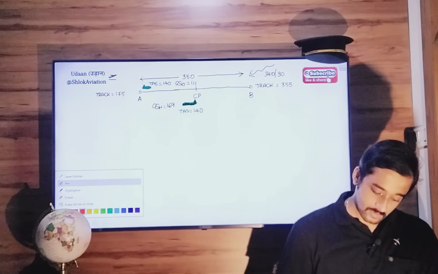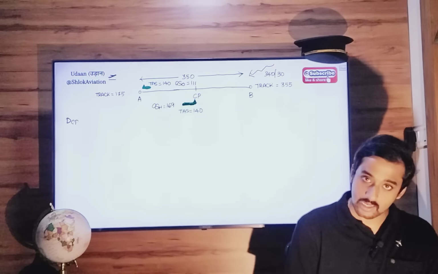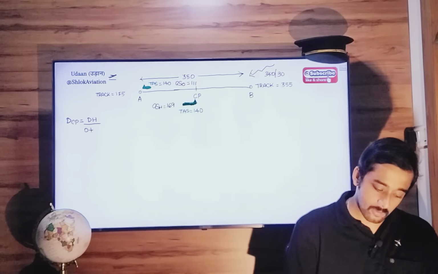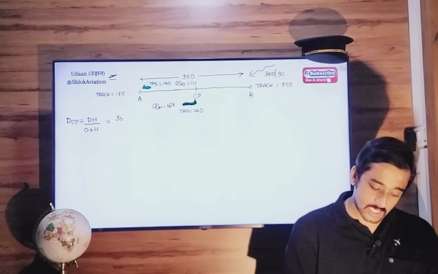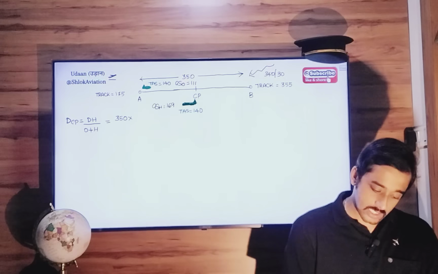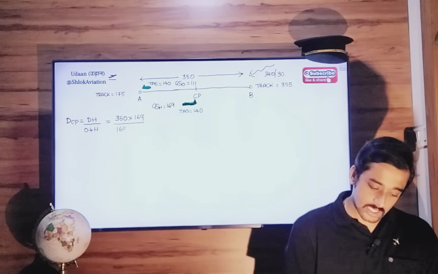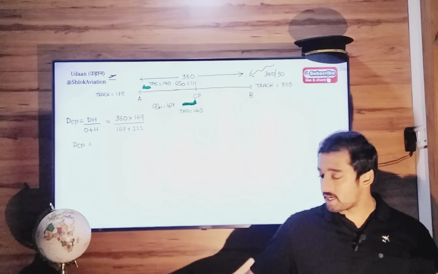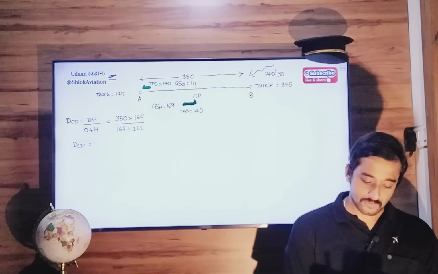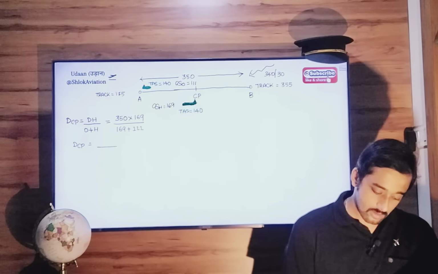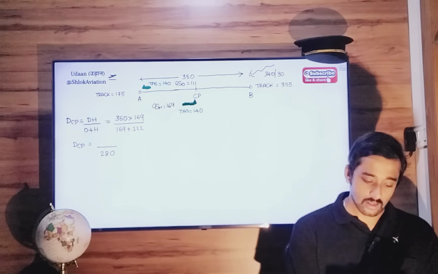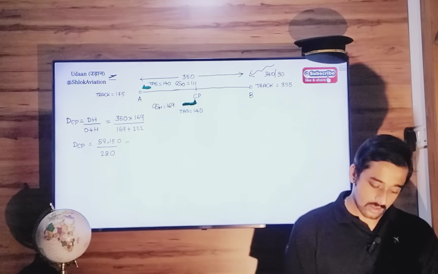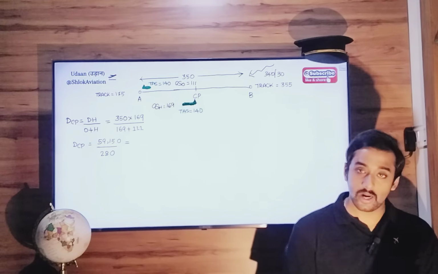Now let's solve this. Distance to critical point equals total distance between point A and B multiplied by homebound speed, divided by outbound plus homebound. So total distance 350, homebound speed 169, divided by 169 plus 111. So 169 plus 111 is 280. 350 times 169 is 59,150. So that divided by 280 is 211.